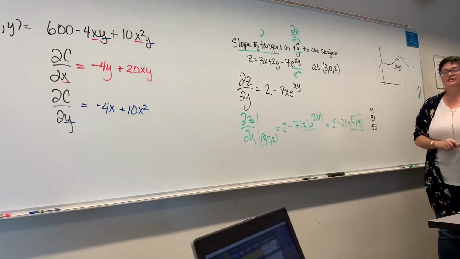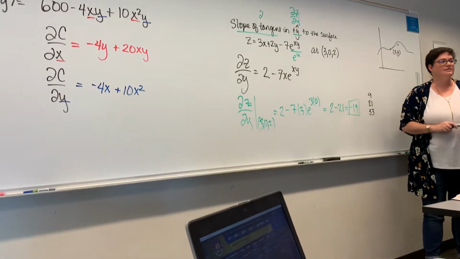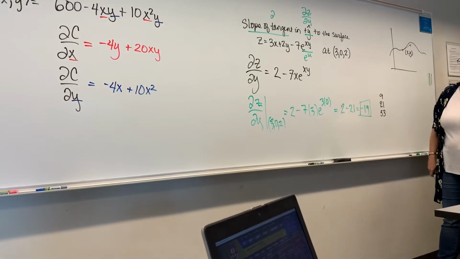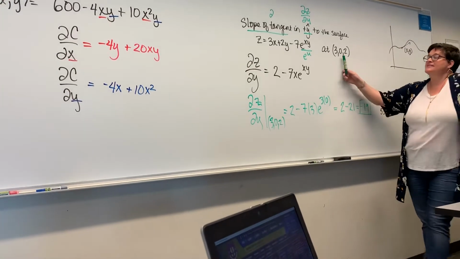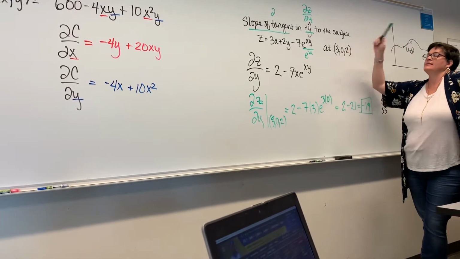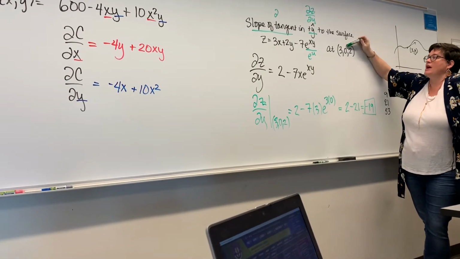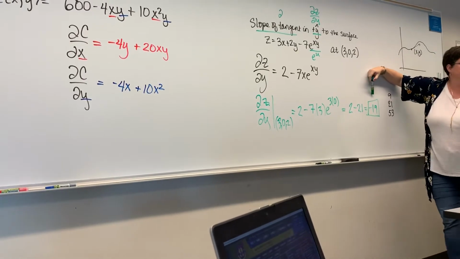You guys can do this in your head. No calculator necessary. So I could interpret this in my head too. At this point on this surface, if I hold x constant at 3 and I vary y from 0 to 1, z is going to decrease by approximately 19.